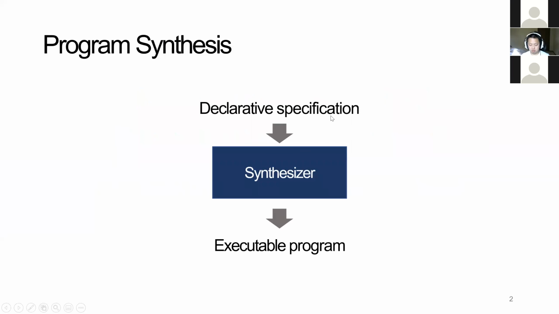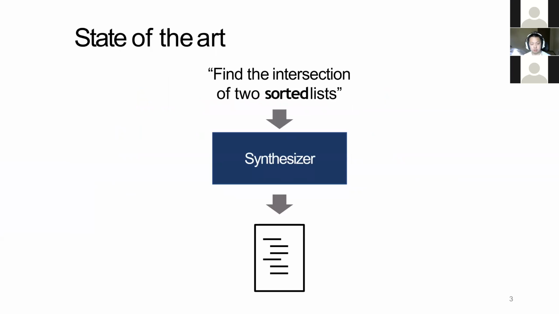So first of all, program synthesis is a task where the input is a specification and the output is an executable program. An example here is that the user may want to say, I want to find the intersection of two sorted lists, and the synthesizer will find the user the program they want, the intersection function.